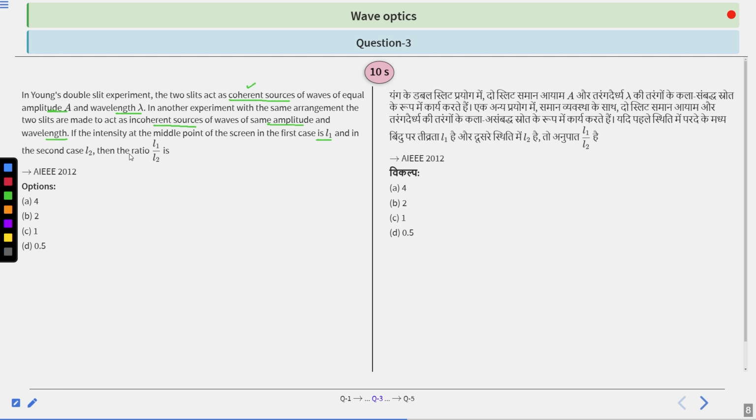This question asks about the intensity ratio. Given options: option A is 4, option B is 2, option C is 1, and option D is 0.5. So which option is correct? Option A, B, C, or D? This is an AIEEE 2012 question. You have some time to solve this question. After that, we will provide the solution.